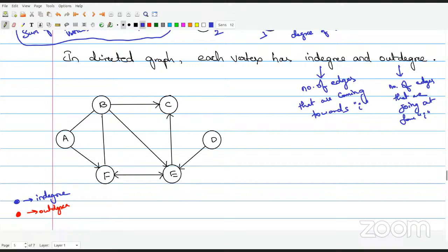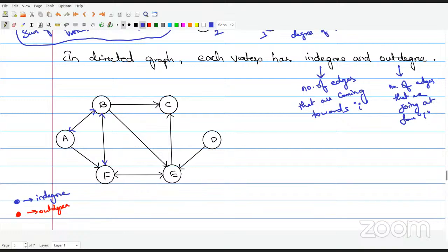Sir, from B to F, it's not directed. So coming to B to F: in a directed graph, if no direction is given to an edge, treat it as bidirectional. Okay, then it's 3. So it's bidirectional.